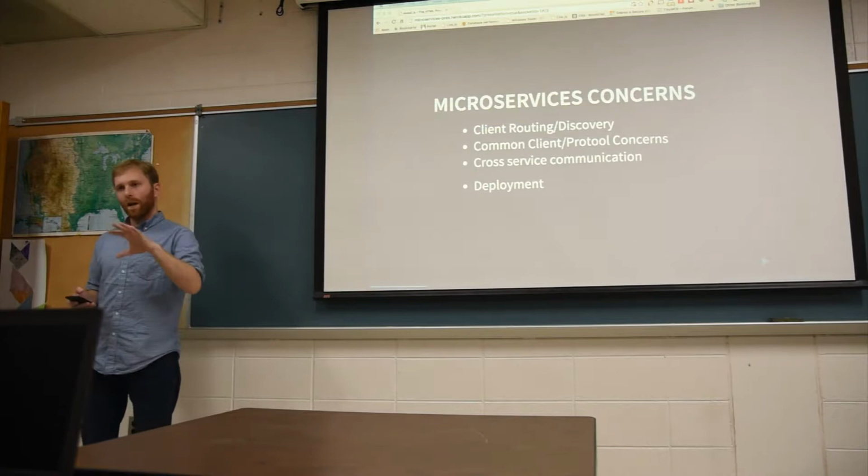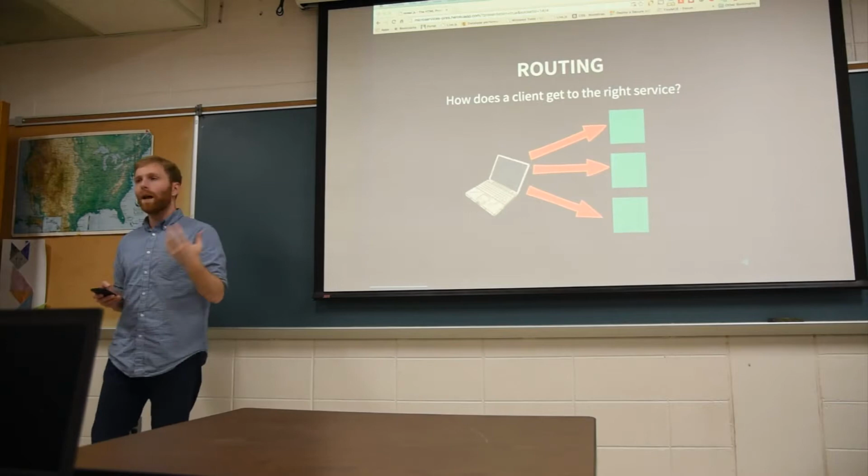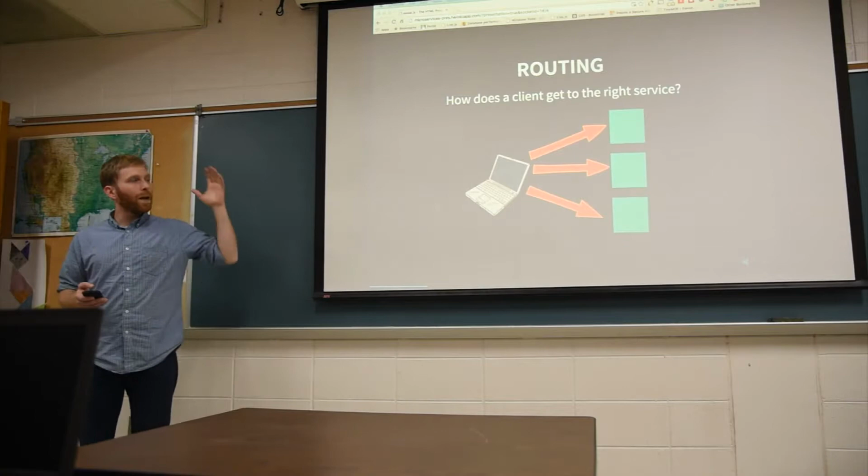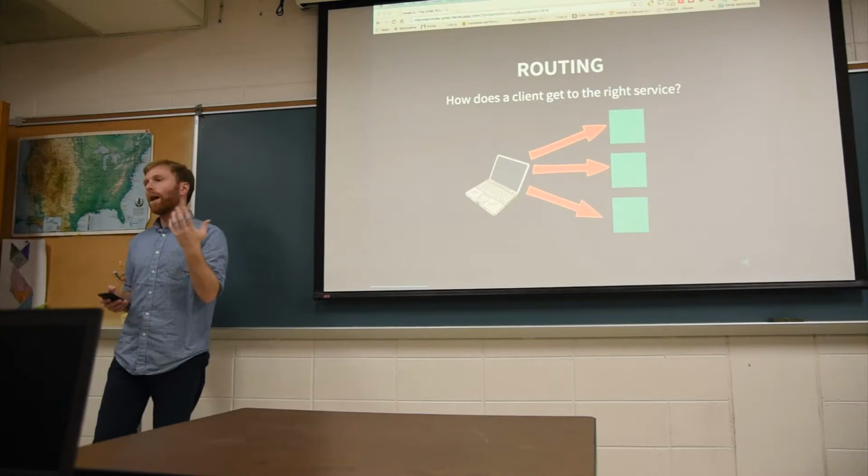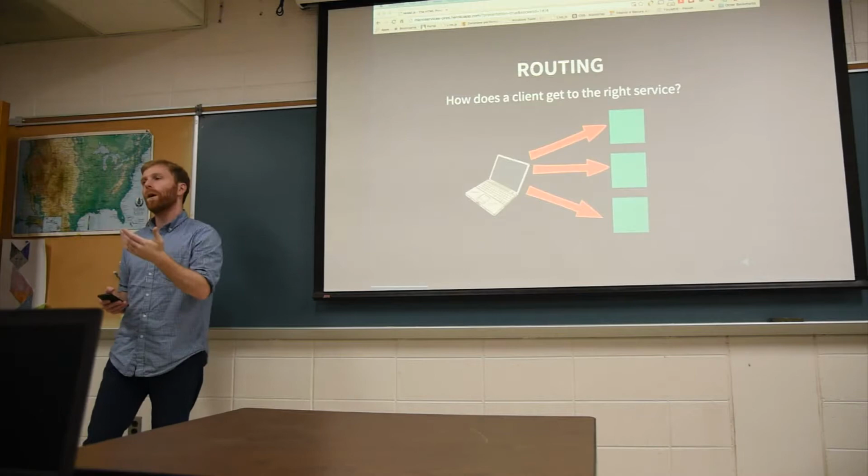So the first one, routing. How does a client get to the right service? If you have a client, a web browser, a phone, whatever, and you've got a bunch of services, different scenarios are going to require them to talk to different services. With that online ordering application, if you're actually placing an order, you might want to talk to the order service. If you're dealing with administrative price management capabilities, you're going to talk to the price management service, etc.